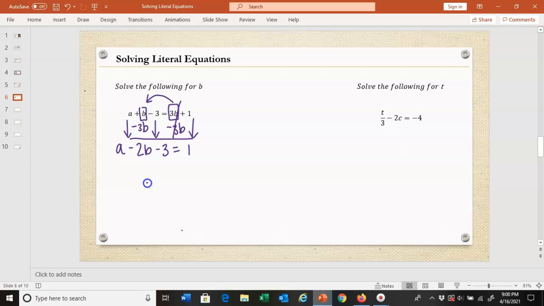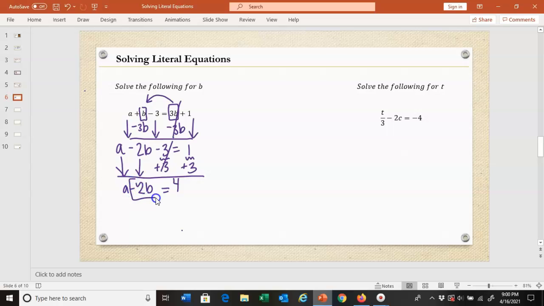All right, what else can we combine? Ooh, I see a constant here and a constant here. So let's get those two together. I am going to move the 3 over by adding it to both sides. So we'll have a minus 2b equals 4. Now we're almost done.